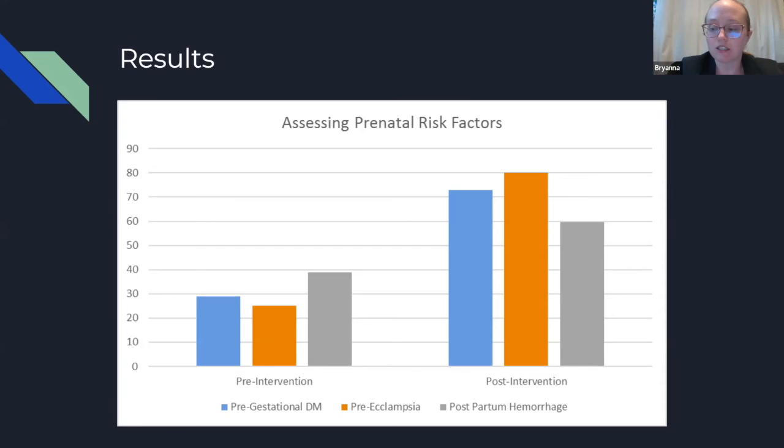A couple things that could be impacting the data is that we had an overall increase in the number of patients. So our N went from 27 in the pre to 52 in the post. And then one of our OB attendings did join us for the post-intervention data. So she was not included in the pre-intervention data. So that could have skewed our results as well.